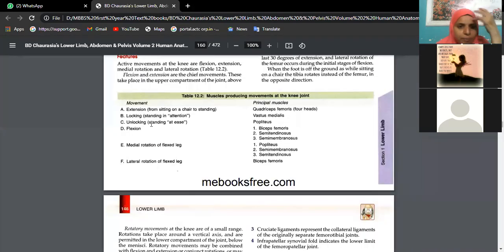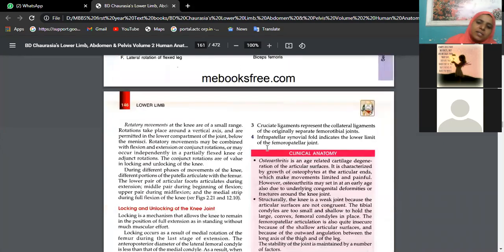Then locking. Standing in attention position is locking, and it is brought about by the vastus medialis muscle. Unlocking is standing at ease, that means you are not keeping your feet together, and that is brought about by popliteus. Sometimes this will be asked as a 3 marks question: what is the muscle producing locking and unlocking? Then flexion: biceps femoris, semitendinosus, and semimembranosus. Medial rotation: popliteus, semimembranosus, semitendinosus. Lateral rotation: biceps femoris. All these are movements.